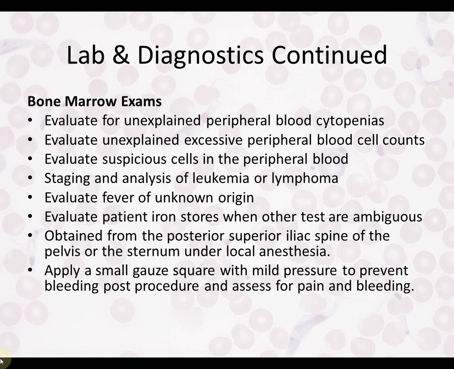For staging and analysis of leukemias and lymphomas, they evaluate fevers of unknown origins. They can evaluate the patient's iron stores when other tests are ambiguous. They are obtained from the posterior superior iliac spine of the pelvis or from the sternum under local anesthesia. The nursing considerations: you need to make sure that you apply a small gauze square with mild pressure to prevent bleeding post-procedure and assess for any pain and bleeding.